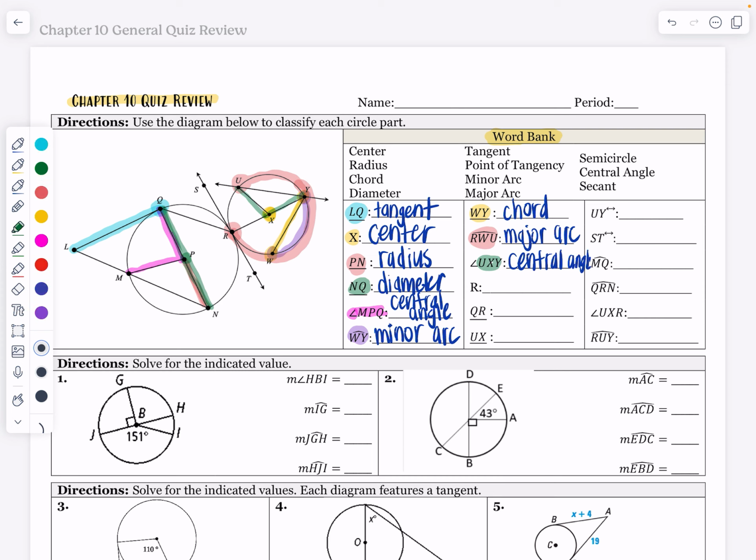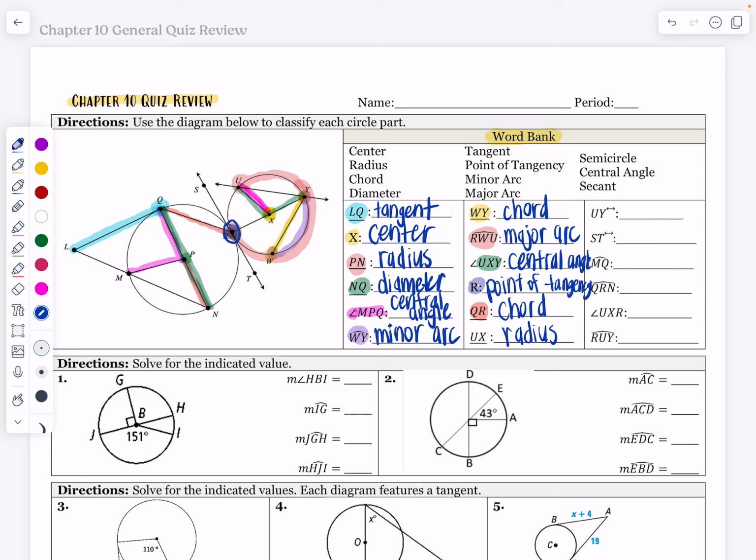All right, what is point R? Let's change colors. Point R. Point R is going to be a point of tangency. That point of tangency, both of those circles are touching that point one time. That's where they overlap. All right, Q to R. Where is Q to R? Starting at Q, going to R is also going to be a chord. And what is U to X? U to X is going to be a radius in this picture.